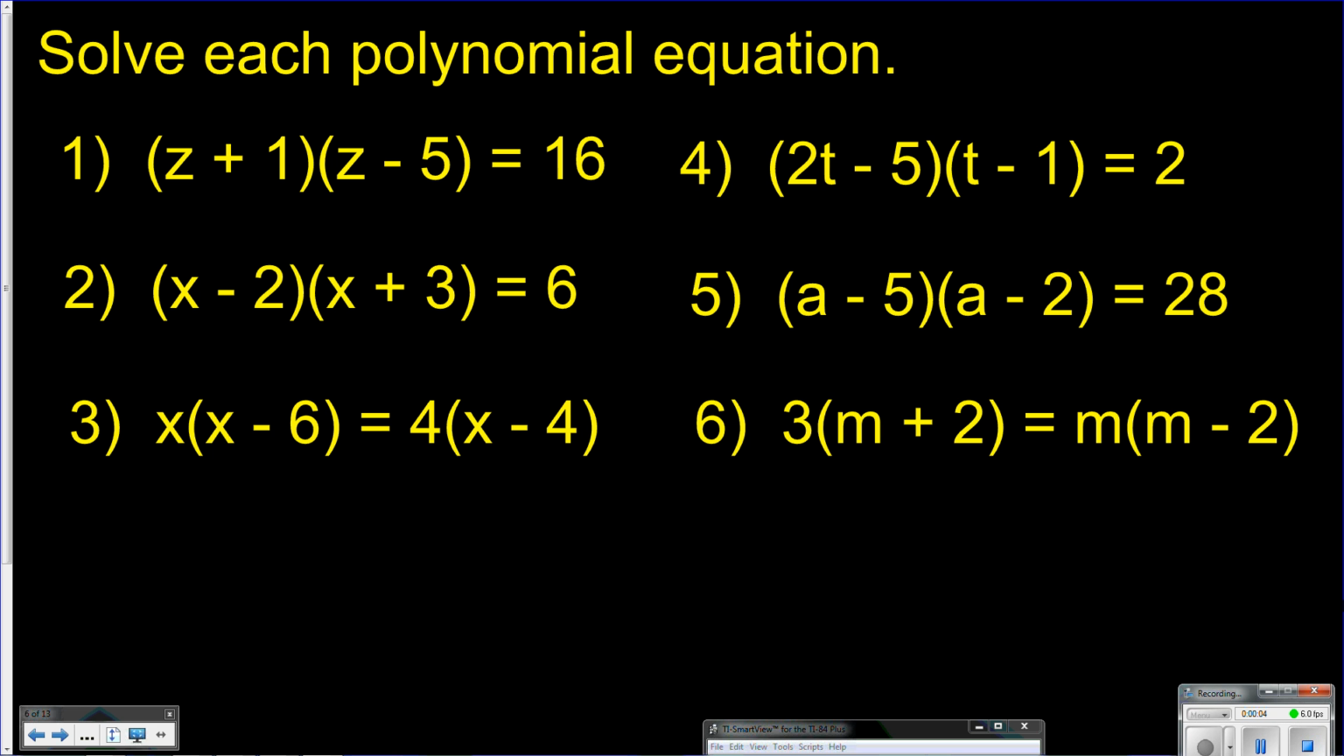All right, tonight's homework. Solve each polynomial equation. We have 6 equations here that we need to solve, so we're going to go through and practice the skills we've been working on in class. We'll start out with number 1.